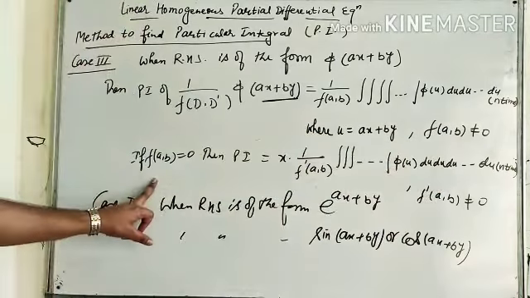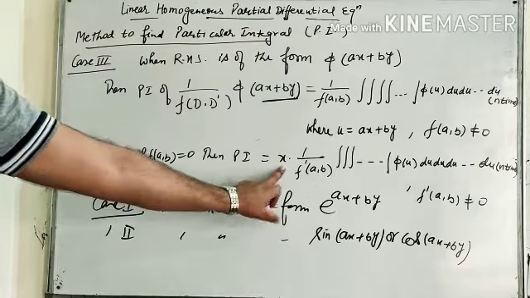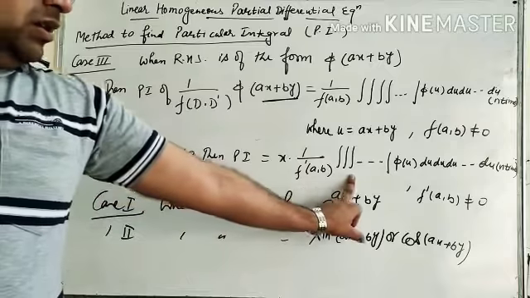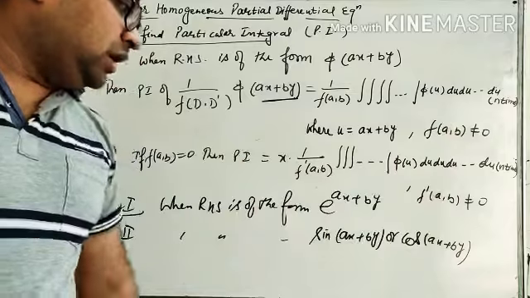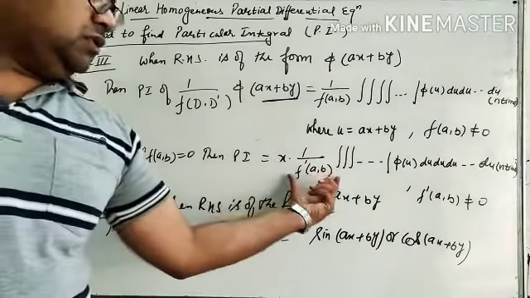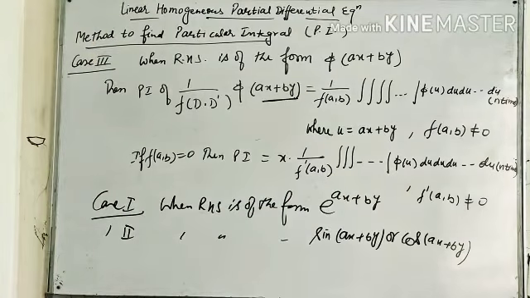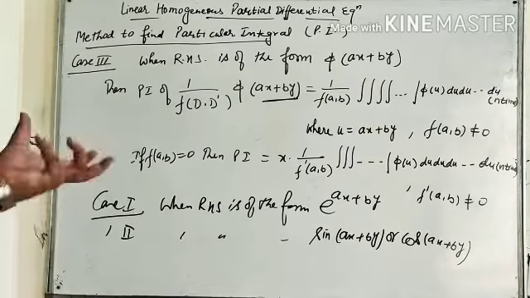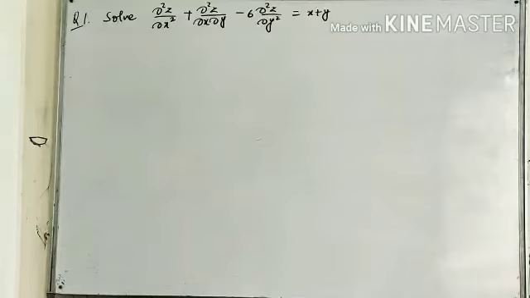If f(a, b) equals 0, then apply the previous condition: PI equals x into 1 upon f dash(a, b) integral n times phi(u) du n times. And if again f dash(a, b) equals 0, then again multiply by x and differentiate the denominator with respect to D, then put D equals a and D dash equals b. For better understanding, we shall solve some questions based on this method.